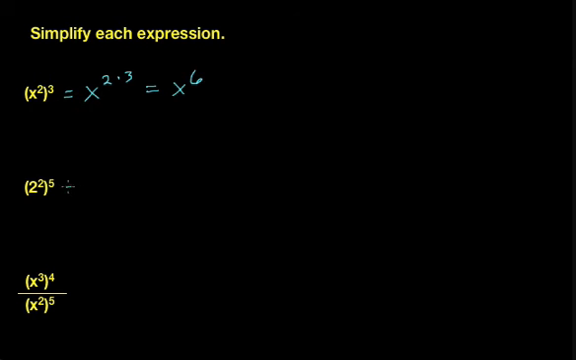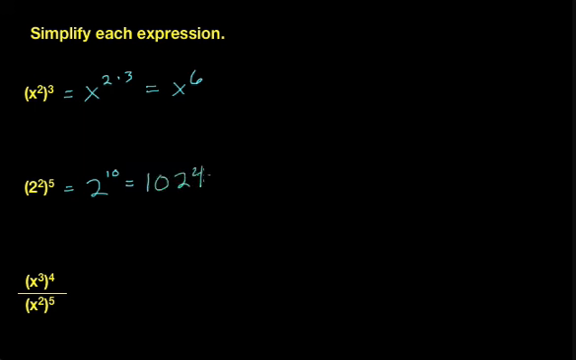Number 2, this is going to be 2 squared to the 5th power, which is going to be 2 to the 2 times 5, which is 2 to the 10th power, which you can simplify by writing 1024.